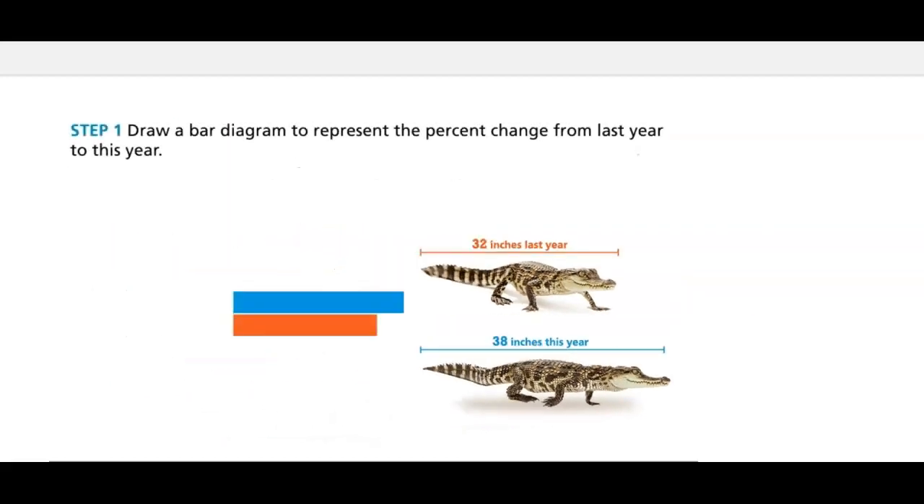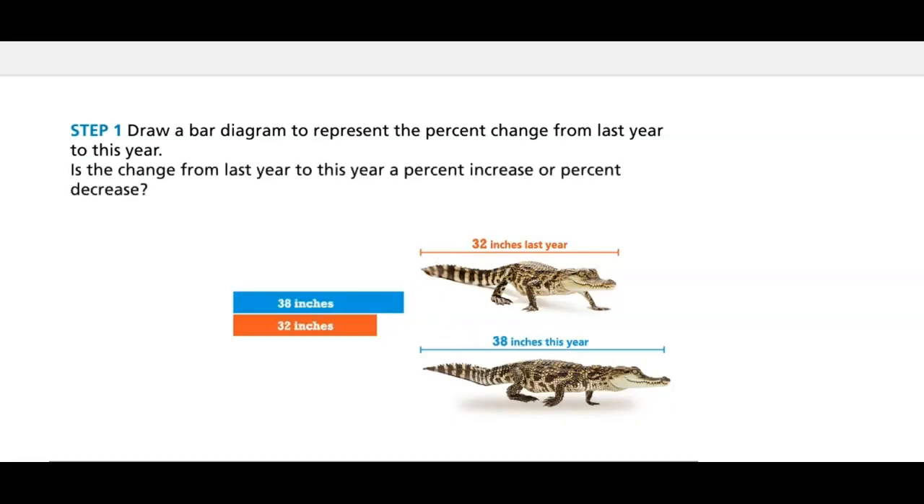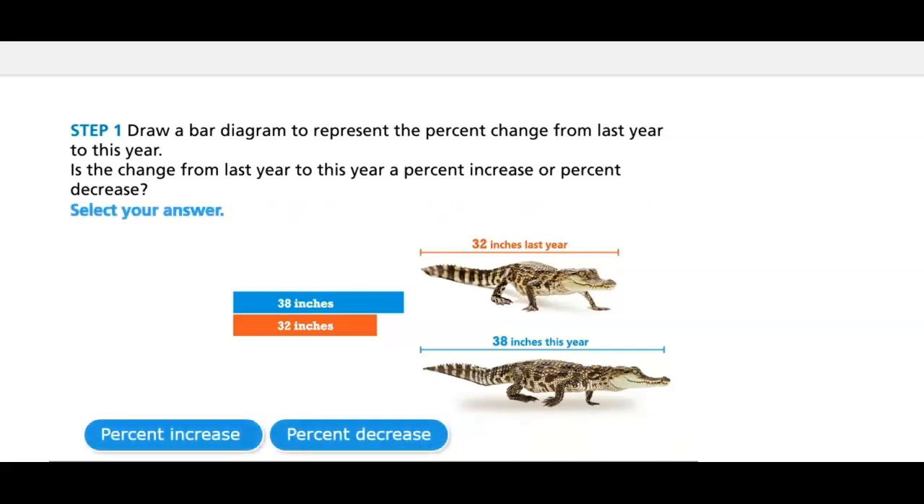For step 1, draw a bar diagram to represent the percent change from last year to this year. The alligator was 32 inches last year and 38 inches this year. Is the change from last year to this year a percent increase or percent decrease? Select your answer.